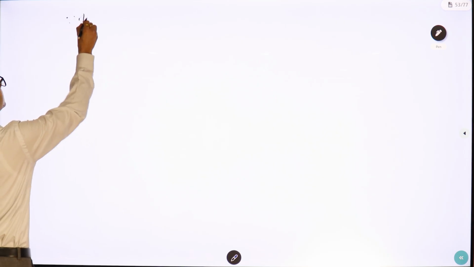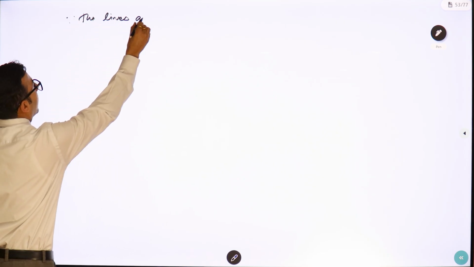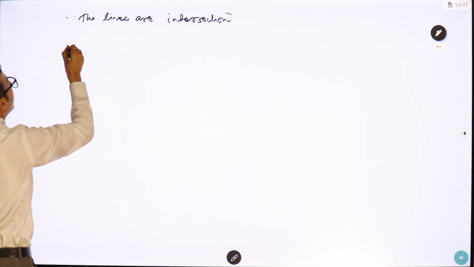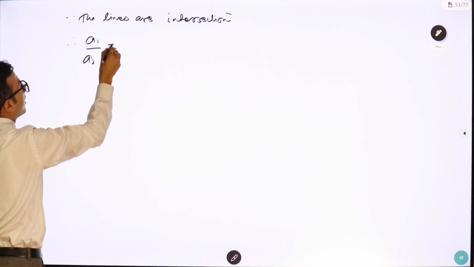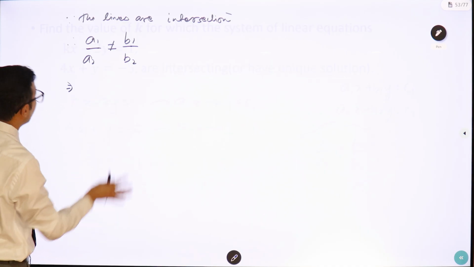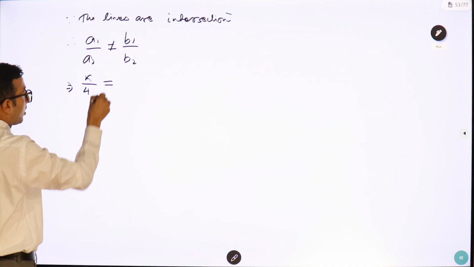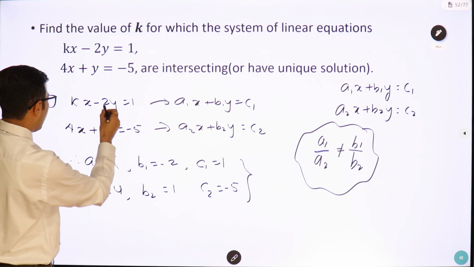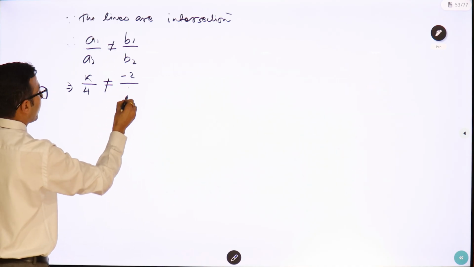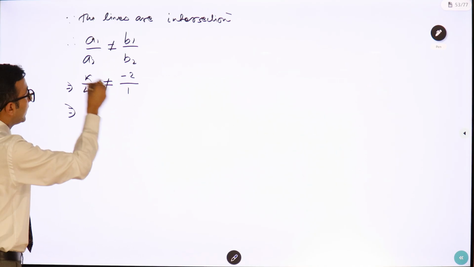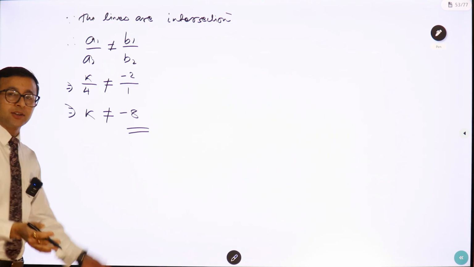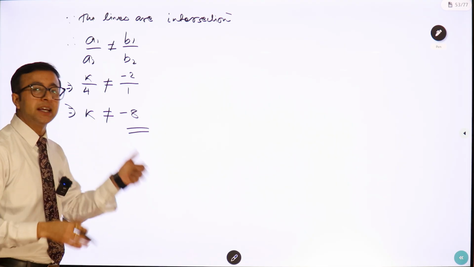Since the lines are intersecting, therefore a1 by a2 is not equal to b1 by b2. So we are finding the value of k. Look here, k divided by 4 is not equal to b1 by b2. b1 is minus 2, b2 is 1, minus 2 divided by 1. Go with the cross multiplication, k into 1, k is not equal to 4 into minus 2, which is minus 8. Now we are supposed to get the value of k, but we are getting that k is not equal to minus 8.